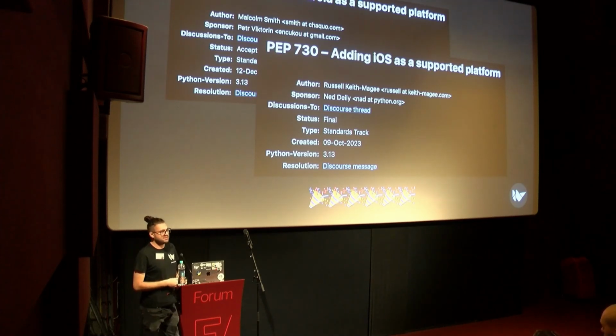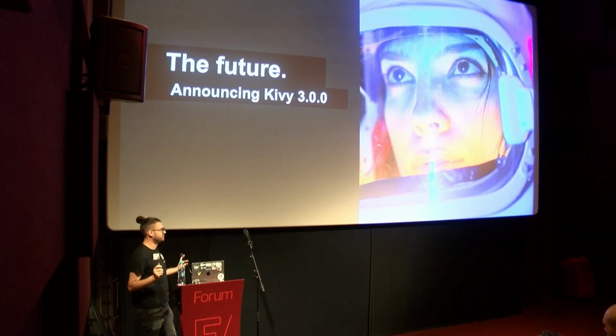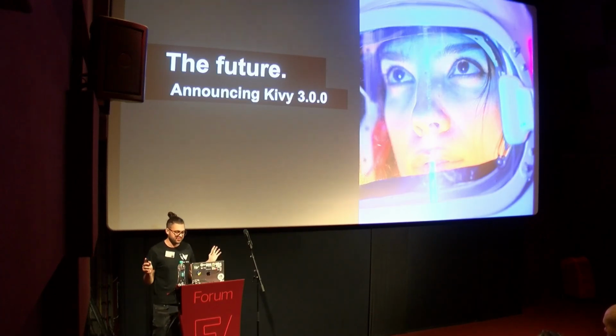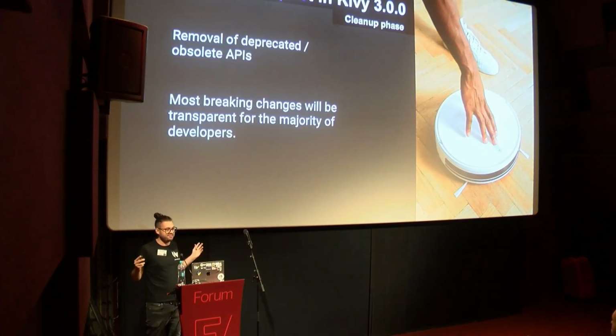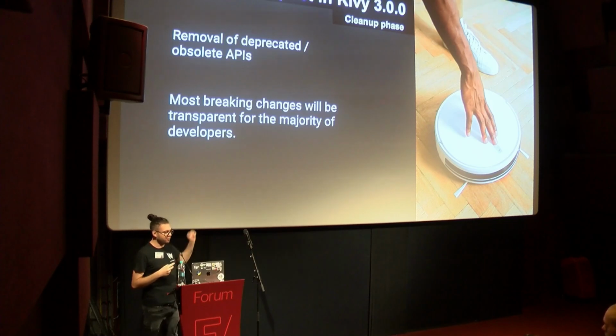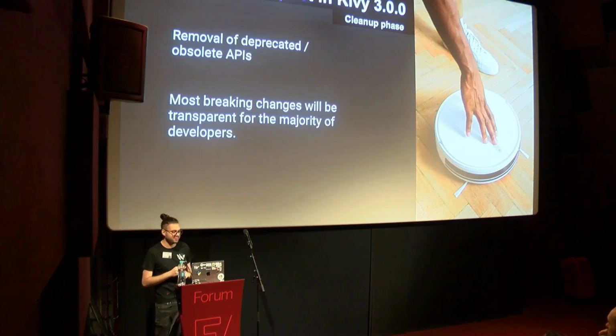What does it mean? It means less patching, fewer recipes, and more awareness by package maintainers about mobile platforms. So hopefully they don't make things harder for us. And now the future. We are announcing Kivy 3.0.0. And what to expect? We already started the cleanup phase. We did the removal of deprecated, obsolete APIs. We hired a robot for that, no, just kidding. And most breaking changes will be transparent for the majority of developers.